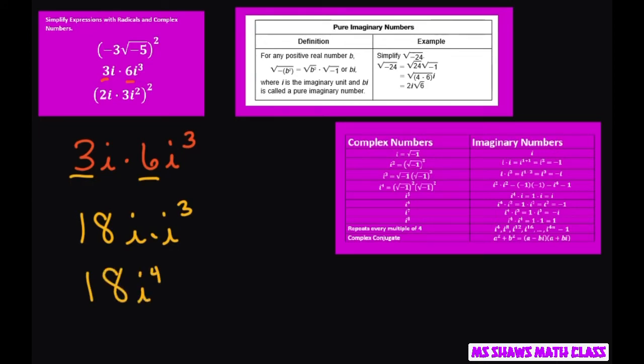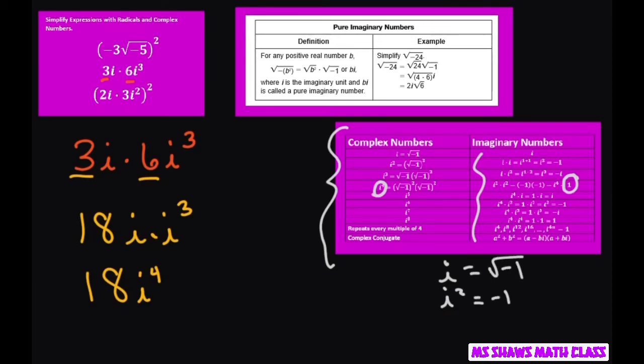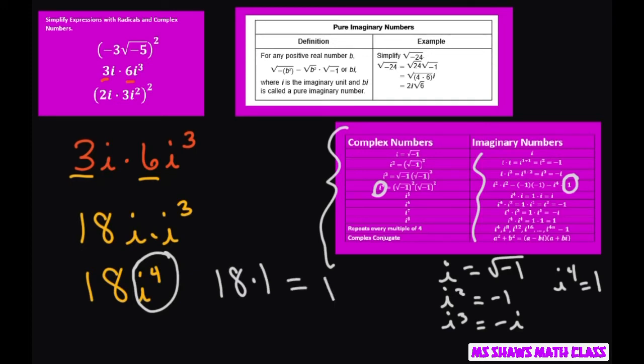And the ones you need to know are written in here. So basically we have i to the 4th. i to the 4th equals 1. This is the reasoning why. But you really need to know your i squared. i squared is negative 1. This one is common: i cubed is negative i. And then i to the 4th is just 1. So if you have i to the 4th, that's just going to be 1. So you have 18 times 1 equals 18.